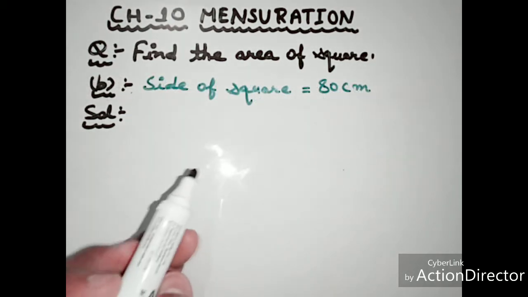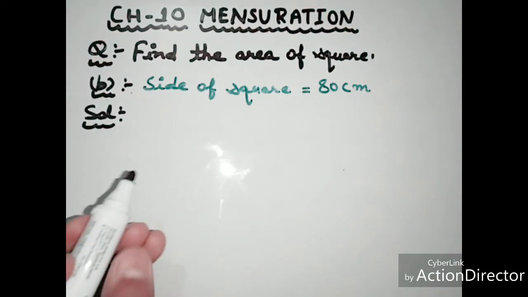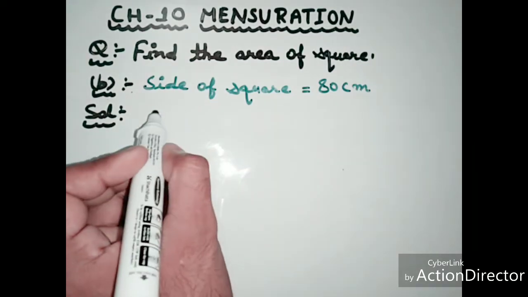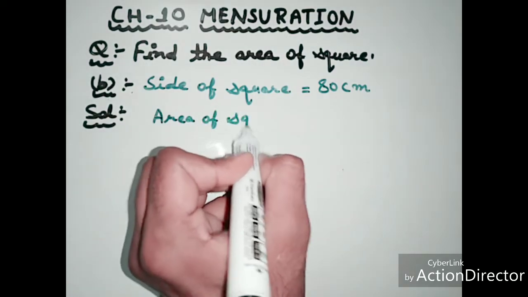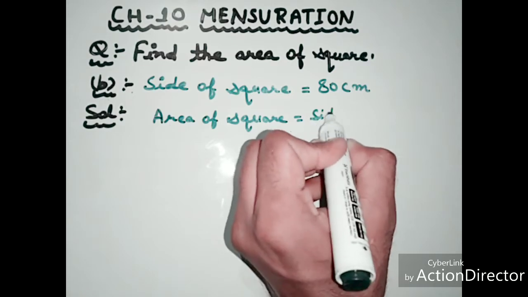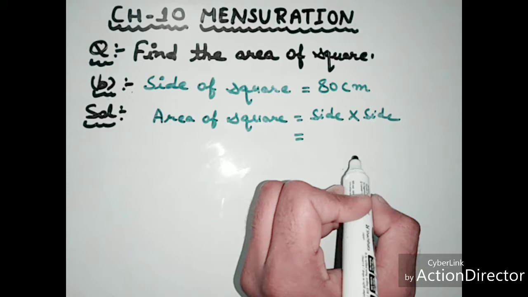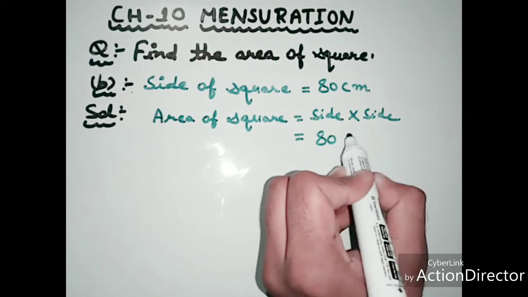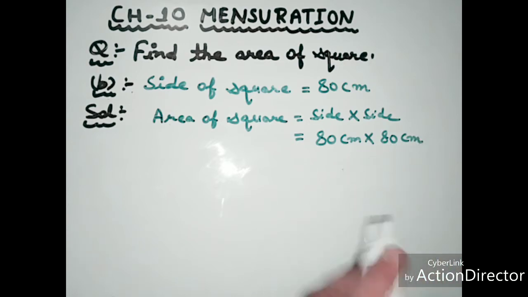Here the next example, side of a square equals 80 centimeter. Here we find the area of the square. Area of a square equals side multiplied by side. So here we multiply 80 centimeter multiplied by 80 centimeter.